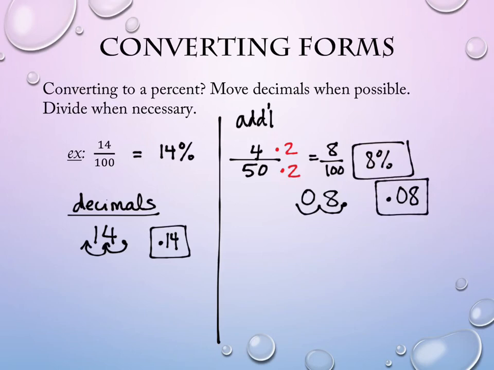Okay, so if you can change the denominator and make it 100, that's fabulous. And there are numbers that are easy to do that with. 50 is one of them. Can you give me another example of a number that's easy to change into a 100 in the denominator? 25 would be one of them.